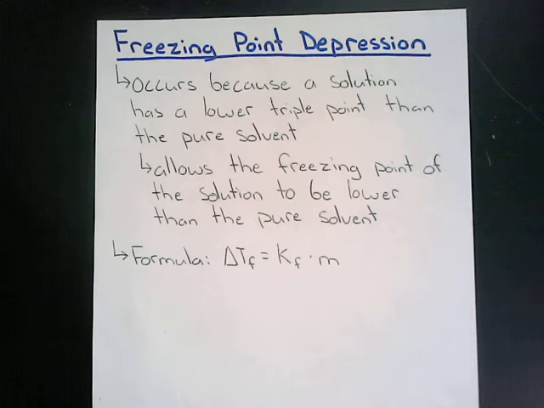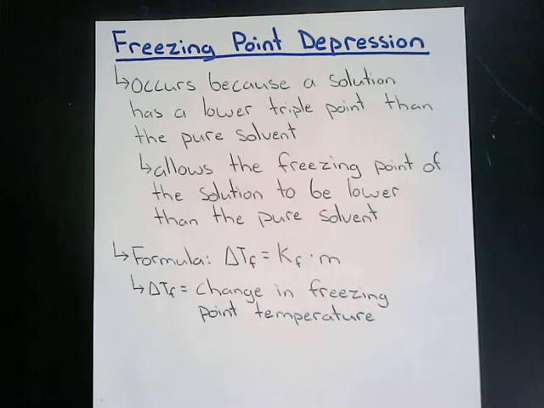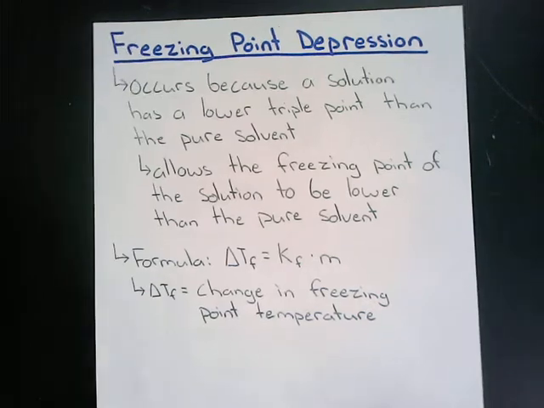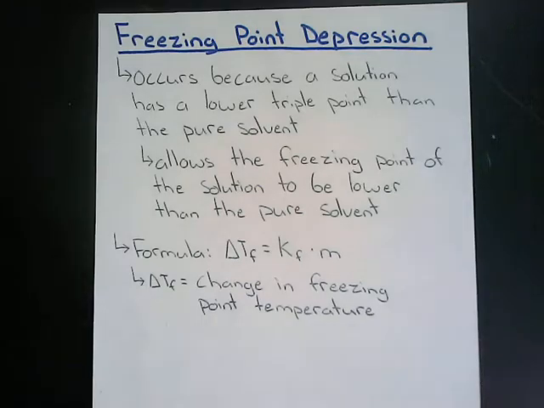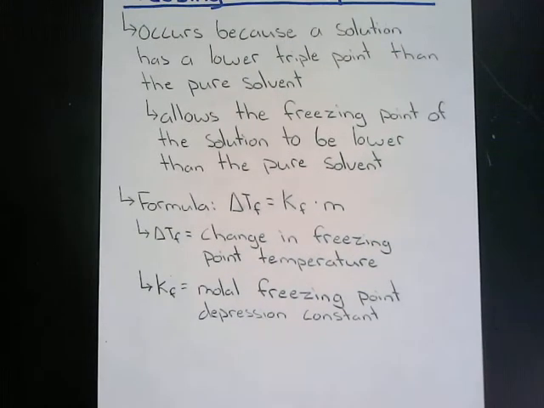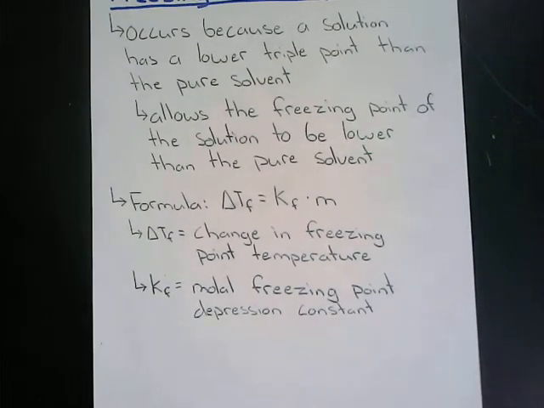And just to be clear again, going over this, writing it down, our delta TF is known as the change in freezing point temperature. Our KF is our molal freezing point depression constant. And then our m is the molality of the solution.